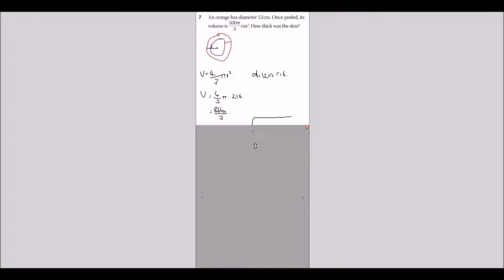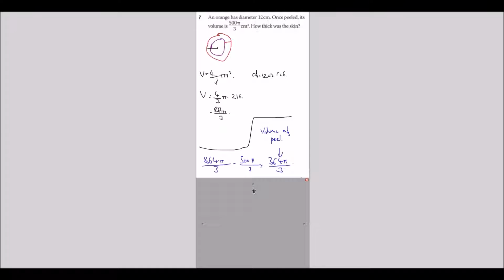So this is the volume of the whole orange. The next step is to work out the volume of the peel because I want to know how thick the peel was, and the only information I can get so far is the volume of it. So we take the volume of the whole orange, which is this value here. We're going to take it away from the volume of the inside, the fleshy bit if you will, 500 pi over 3, and what's left must therefore be the volume of the peel.